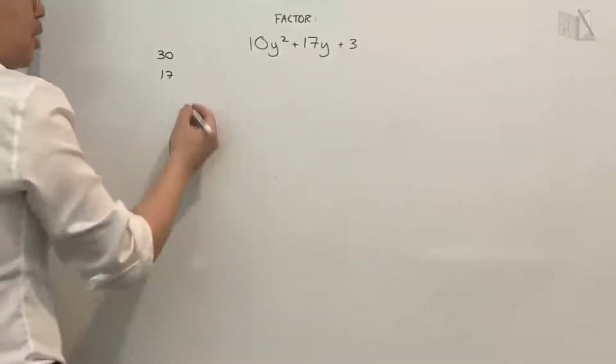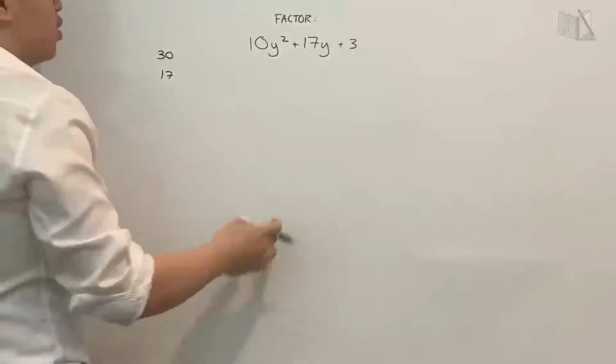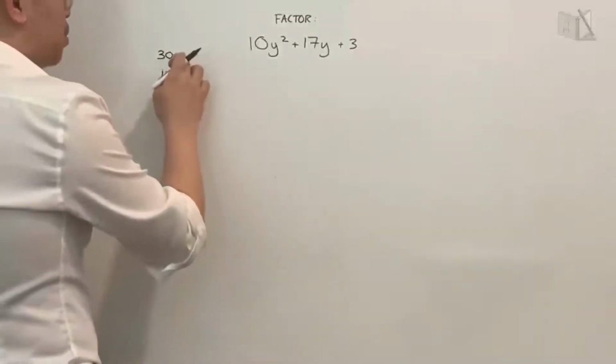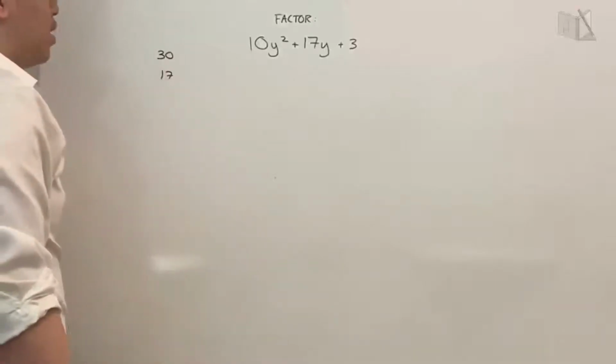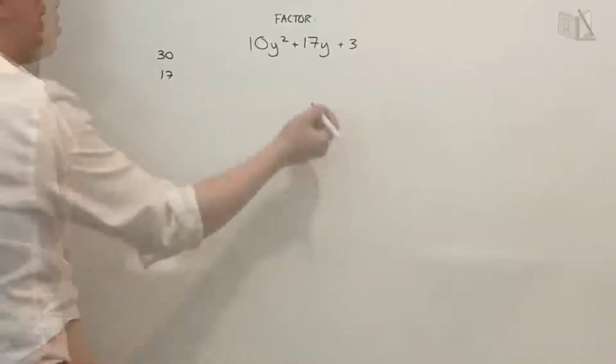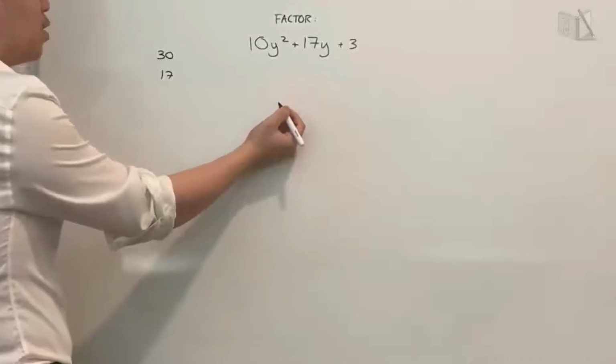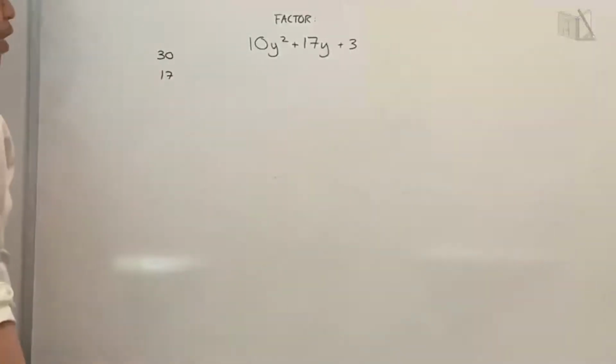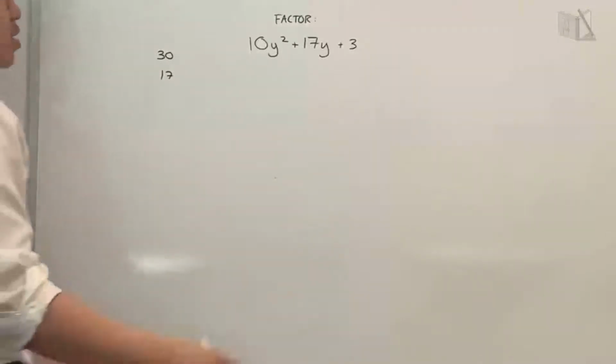And now that we have these two numbers, we want to look for the two constant factors that multiply to give me plus 30 and add to give me plus 17. So I've decided that 15 and 2 are going to be my factors, because 15 times 2 is plus 30 and 15 plus 2 is plus 17.